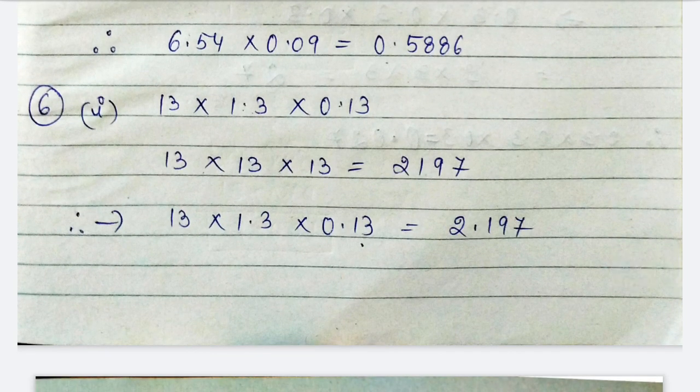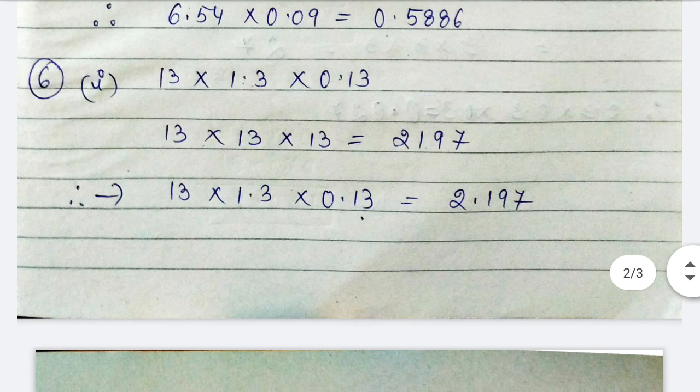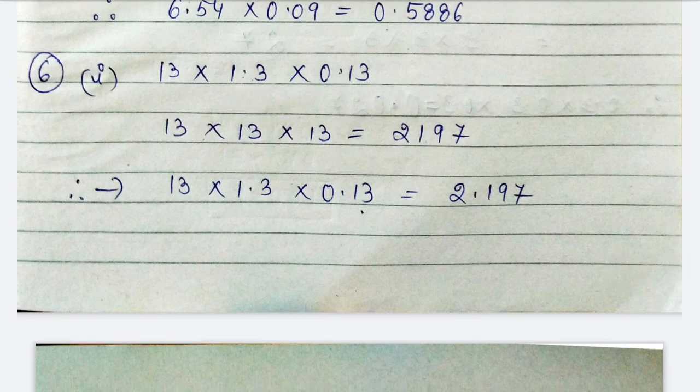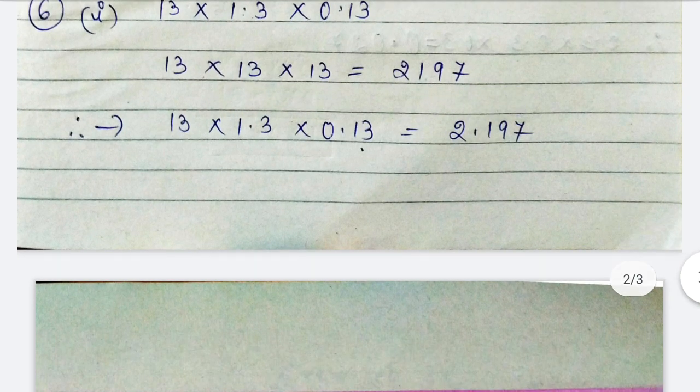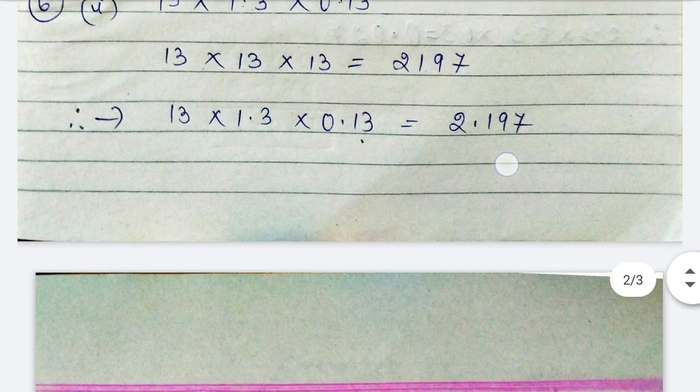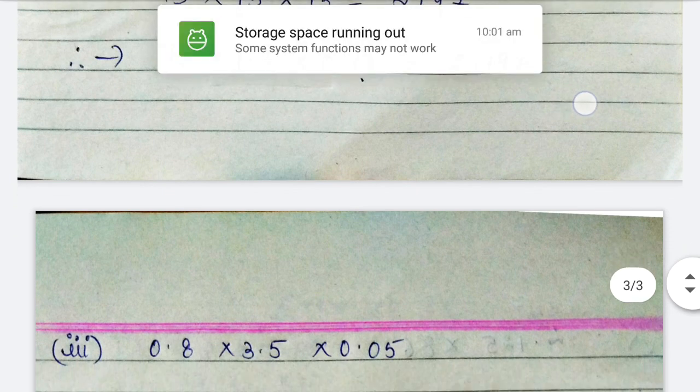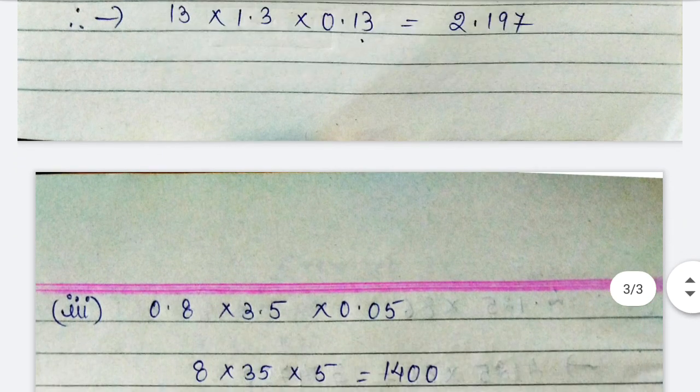Next, question number 6 says find the product. 13 into 1.3 into 0.13. First count the decimal values, 2 and 1, 3. Simple multiplication is applied. The answer is 2197. You have to apply the decimal 3 place values left. So your answer is 2.197.